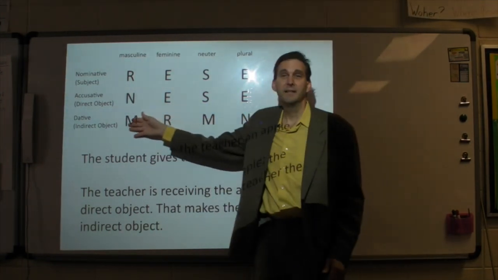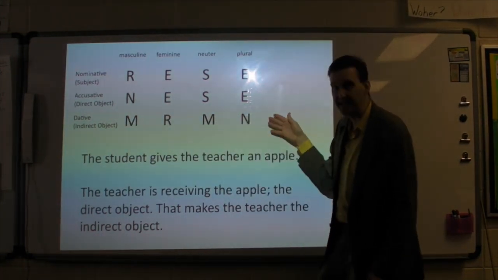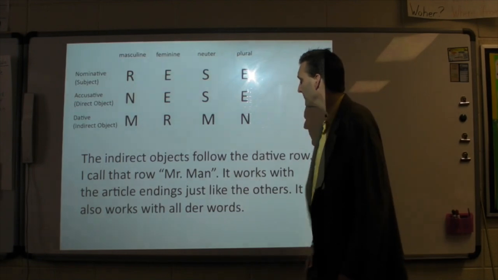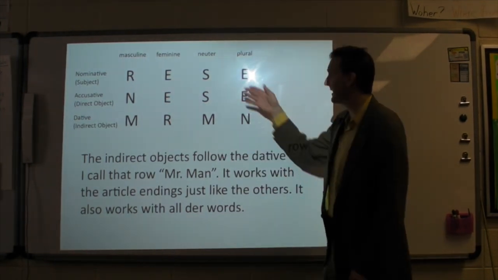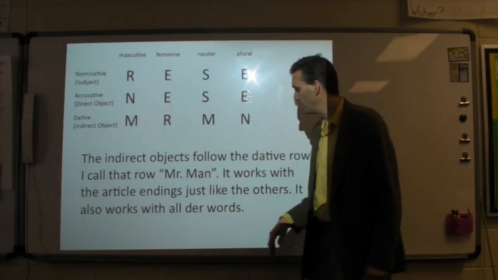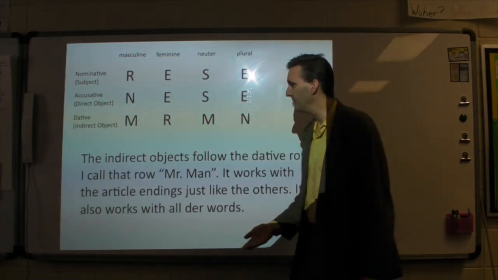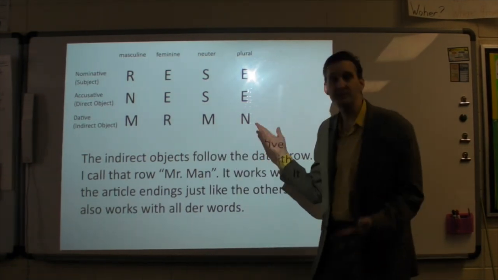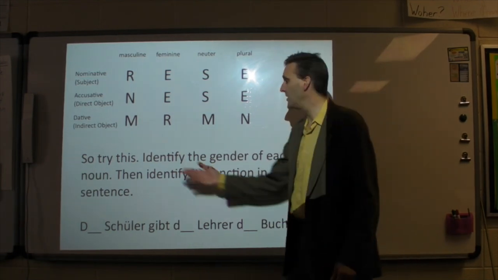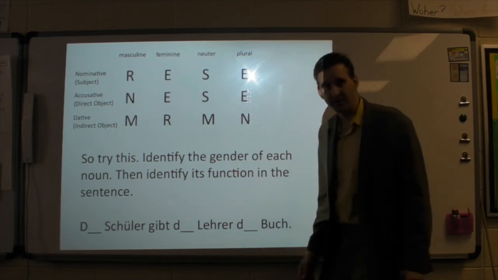So, that teacher in that particular sentence is going to have to go down here on the dative portion of the chart. I call this row Risi Nisi, and this is Mr. Man. So, Mr. Man is the row for the indirect objects. And otherwise, it works pretty much the same way we've been doing. We have the last letters, and they just go on those der words like we've been doing. So, let's try to identify the gender of each noun and figure out the function.